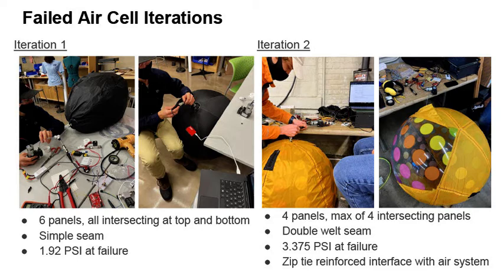The first iteration that we tried was a template similar to a beach ball where 6 panels all intersected at the top and the bottom. With this method, we were able to achieve roughly 1.92 psi before failure.